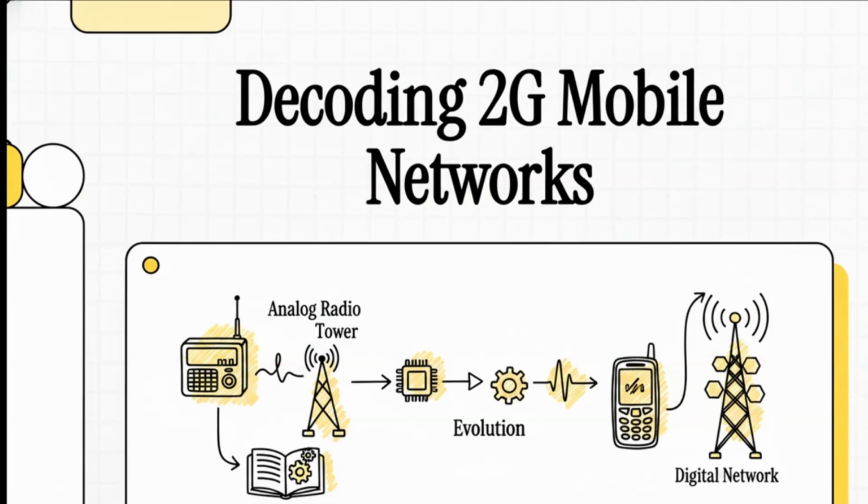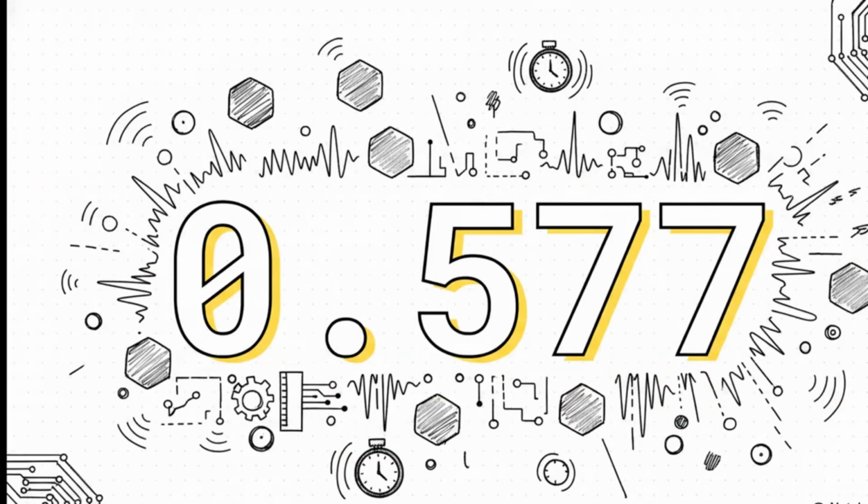We are going to look at the exact mechanisms that took us from those clunky, static-filled analog radios to the sophisticated global digital networks that run our modern world. Right off the bat, let's dive into this with a truly staggering number, 0.577, specifically 0.577 milliseconds. This infinitesimally small fraction of a second is the literal heartbeat of a 2G network.